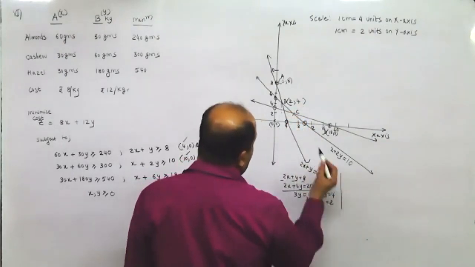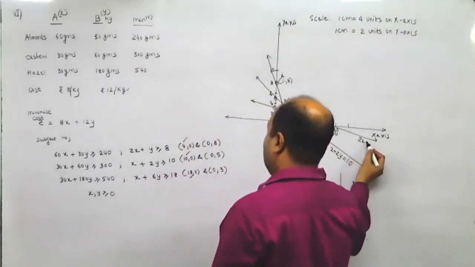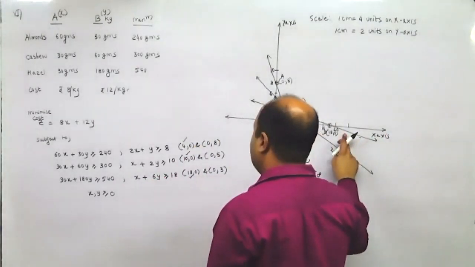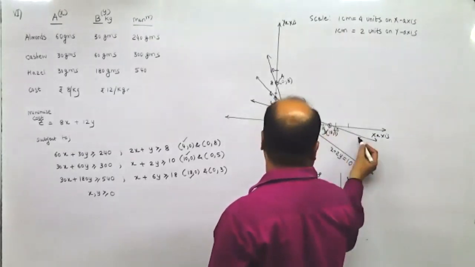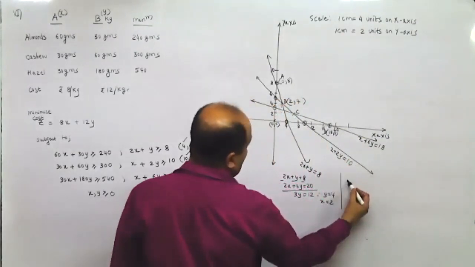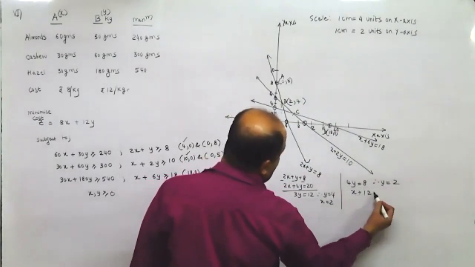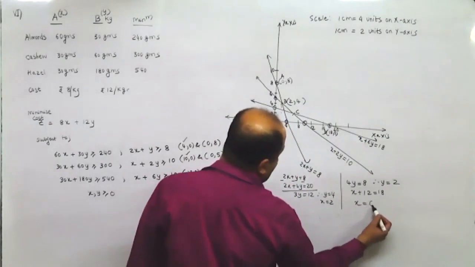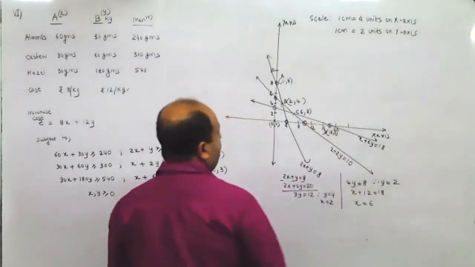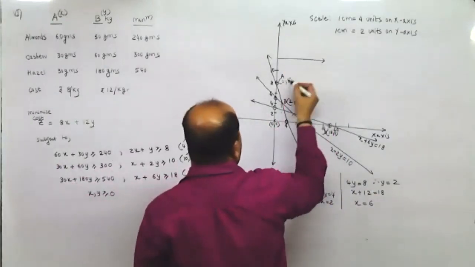Then to find C, I'll solve these two. Which equation is this? This is 2x plus, oh sorry, this is x plus 6y, the one which passes through 18. That is x plus 6y equal to 18. So when I solve these two, I'll get 4y equal to 8. Therefore, y equal to 2. When I substitute, I'll get x plus 12 equal to 18. x equal to 6. So this would be 6 comma 2. Now greater than equal to means it would be to the right.